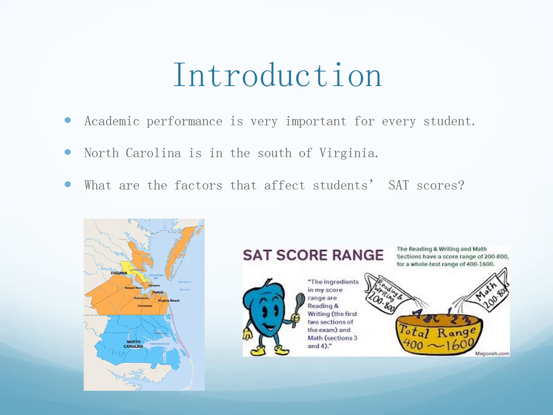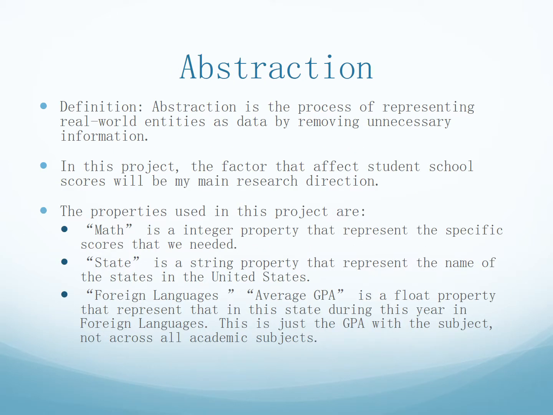For the introduction, as we all know, academic performance, also known as school scores, is very important for every student. And North Carolina is in the south of Virginia. What are the factors that affect students' SAT scores? Let's get into it. For the abstraction, the definition is: abstraction is the process of representing real-world entities as data by removing unnecessary information. In this project, the factors that affect students' school scores will be my main research direction.